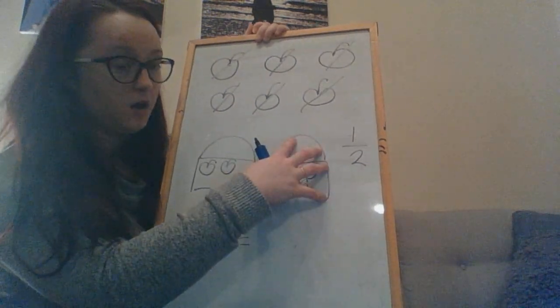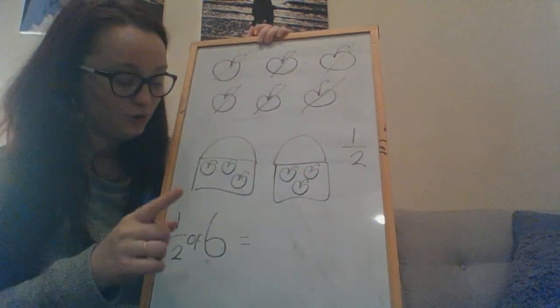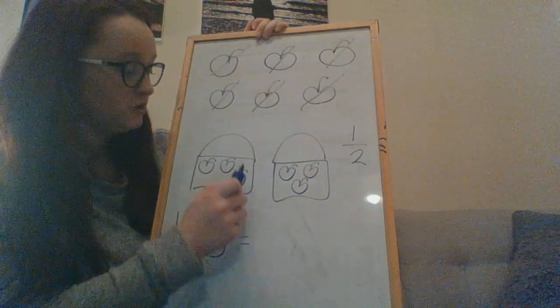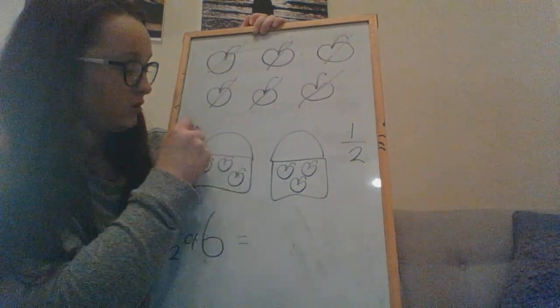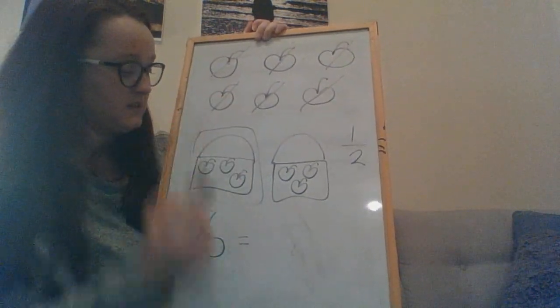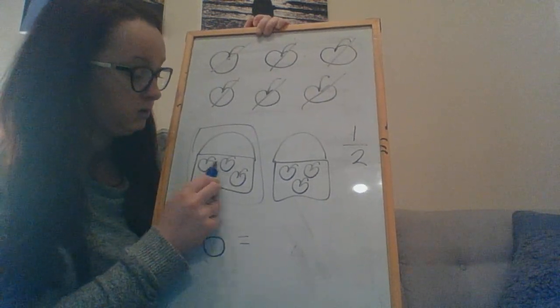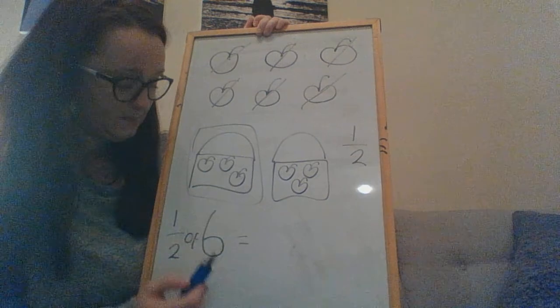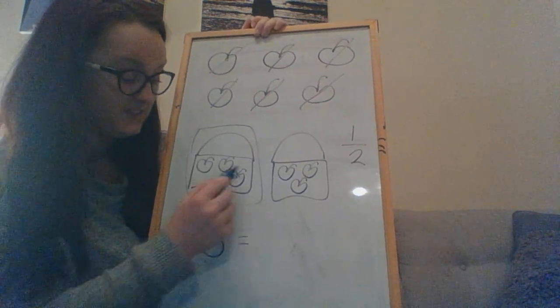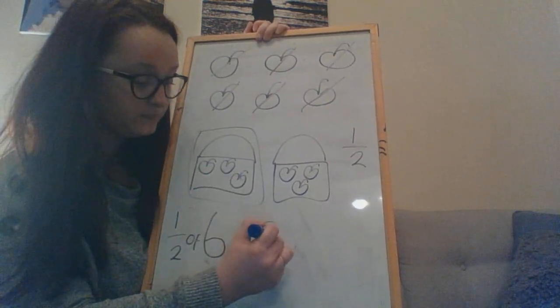Now I've split them into half. One of these is half, the other one is half, but I only need to find out what 1/2 is. So half of 6, let's have a look at how many apples are in this basket here. Now let's count all together. 1, 2, 3. Half of 6 is 3.